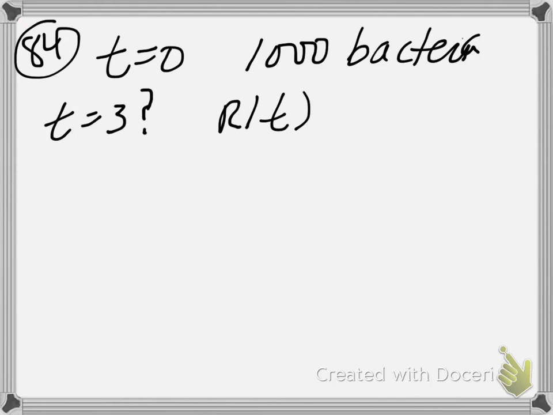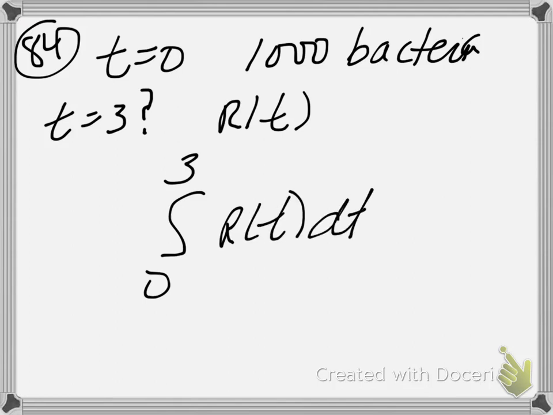Okay, for number 84, you're told that R of T will tell you how much bacteria is in a container, and you know at T equals 0, so when time is 0, there is already 1,000 bacteria in there. Okay, and we need to find out how much bacteria is there at time T equals 3 hours. So that would mean all the bacteria that built up from 0 to 3. But you need to know how much you had when you started, so we're going to have to add the 1,000 to that, and that is choice D.